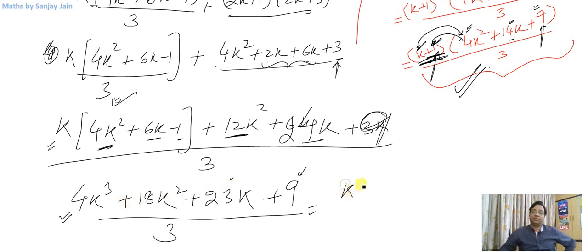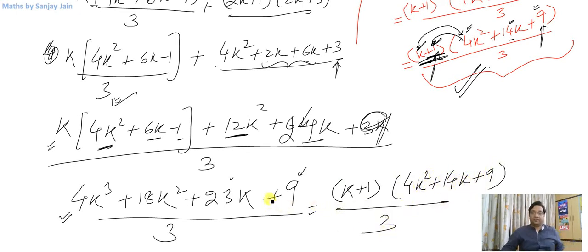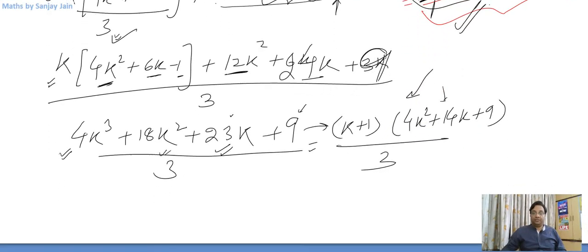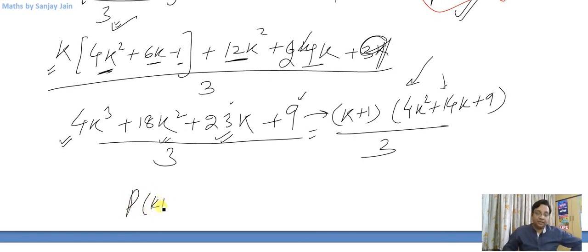You can directly write k plus 1 into 4k squared plus 14k plus 9 by 3 here, because it is perfectly alright, because this is the factorization of this numerator. Now how did I reach here? One of the ways is that you can divide this entire expression by k plus 1 and you will get this quadratic, or you already know your answer and you have verified it by multiplying here, right? Then nobody can stop you from writing this directly here. So what I have achieved is p of k plus 1. So p of k plus 1 is true.